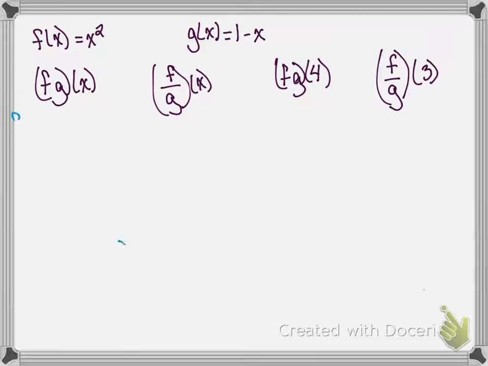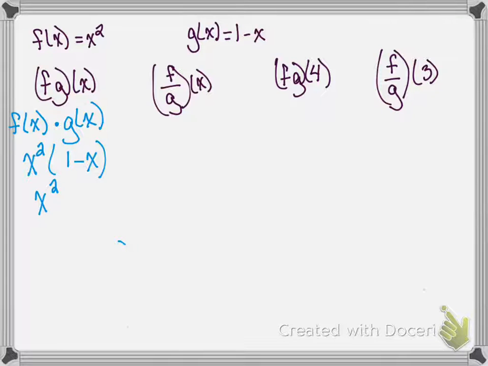F times g. So I'm going to have f of x times g of x. F of x is x squared. G of x is 1 minus x. I have to distribute that. X squared times 1 is x squared. X squared times negative x is negative x to the third. Traditionally, you'll see that written like this.